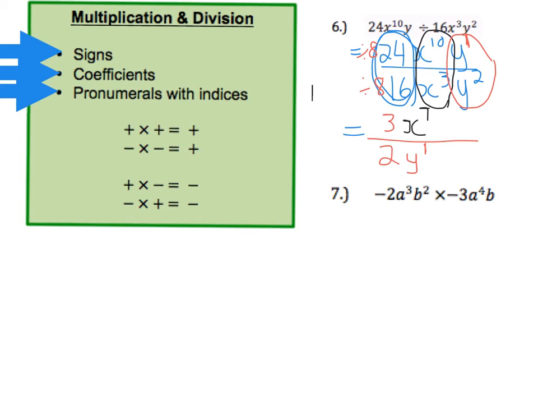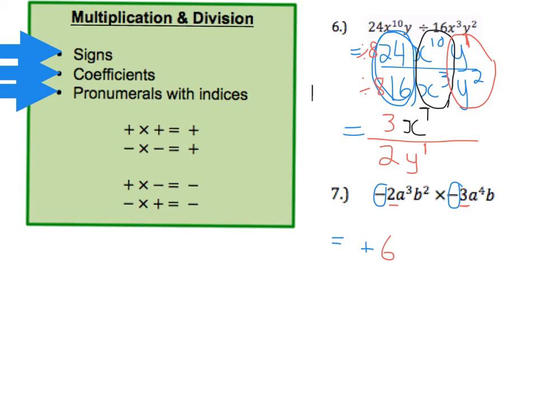Example 7. Multiplication. We're first going to multiply the signs. Minus times a minus. The two signs are the same, so that gives a positive answer. You don't have to write that positive. You can also leave that out. 2 times 3 is 6.